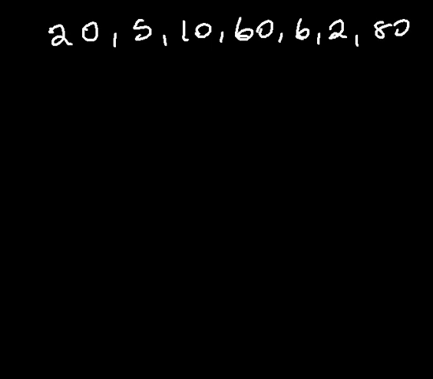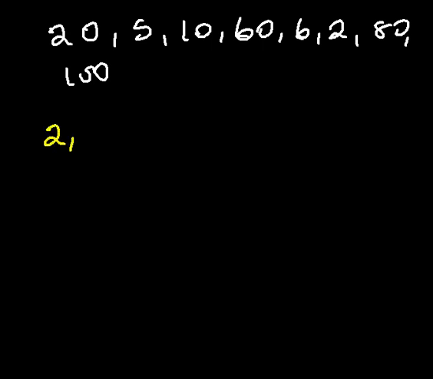So let's start with how we can find the range for ungrouped data. Let's say we have the data 2, 20, 5, 10, 60, 2, 80, as well as 100. How do you think we find the range of the data? First, we should arrange the data in ascending order. That's the simplest way.